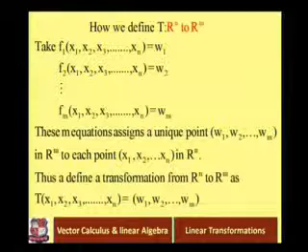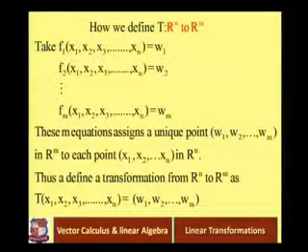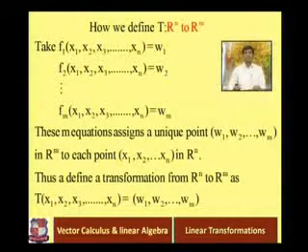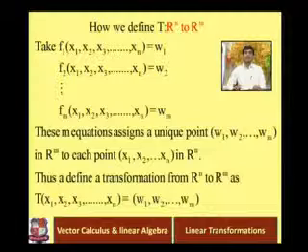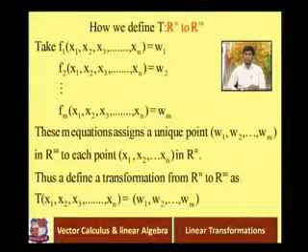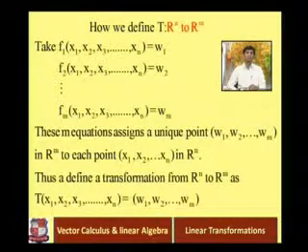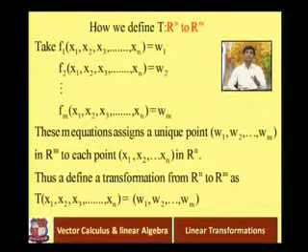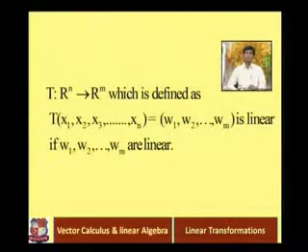Okay, so to become a function, each point must have a unique value in the codomain. Thus, define a transformation from Rn to Rm as T of x1, x2, x3, up to xn is equal to w1, w2, up to wm. Now the next question arises in our mind: when does a transformation T from Rn to Rm become a linear transformation? So here is the answer.